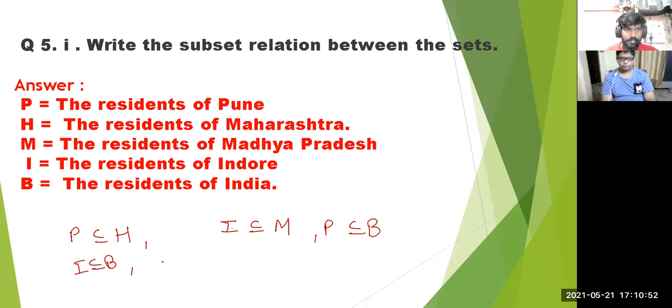So you mean this, right? H is a subset of B. M is a subset of B. And what is left? None, sir. Done. Okay. Anything remaining? I don't think so, sir. Okay.